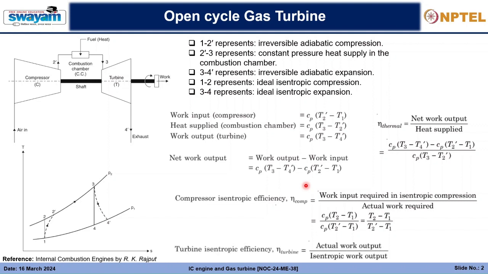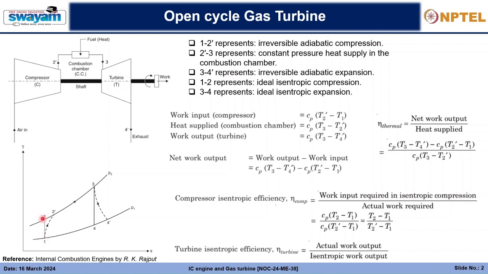Similarly, for the isentropic efficiency of a turbine, we have the actual work output, which is 3 to 4 dash, divided by the isentropic work output. You will see that for the compressor, the isentropic work input is in the numerator and the actual work is in the denominator, while for the turbine the actual work is in the numerator and the isentropic work is in the denominator. You will have to understand that the work input required by a compressor, we need it to be as low as possible, and the lowest we can get is if the process is isentropic.